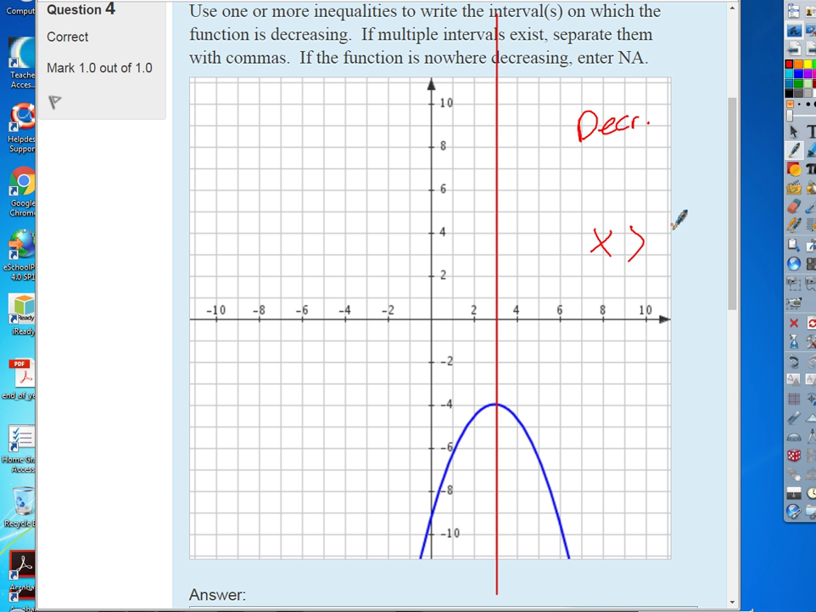Well, what's the number going to be? Then we'll talk about the sign, the symbol. 3. Okay, so greater than 3. Is it greater than or equal to? This is another part you've got to be careful with.